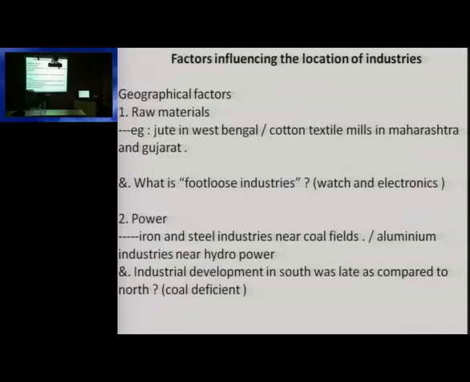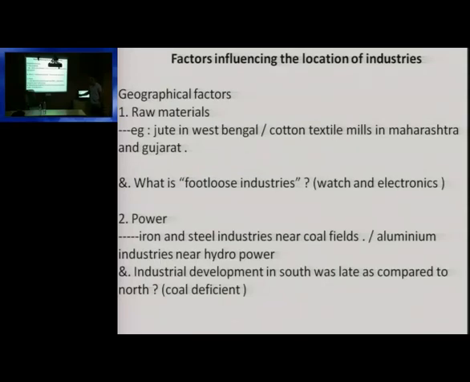Factors influencing the location of industries. There are geographical factors and non-geographical factors. Geographical factors include the raw material: the jute industry in Bengal because of the raw material, the cotton textile industry in Maharashtra and Gujarat because of the raw material. See, what is a footloose industry?